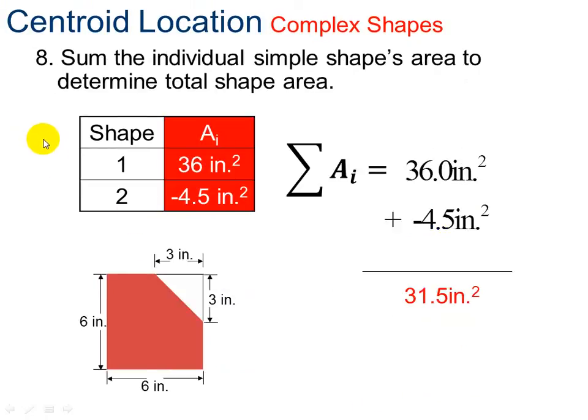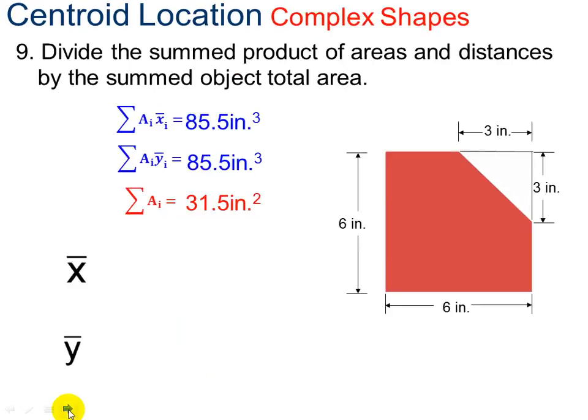And then we need to sum the individual total areas. The area of shape 1 was 36 inches squared. The area of shape 2 is a negative 4.5, because we wanted to take that area away. I'm going to add those, and I get 31.5. And again, we've seen that number before.